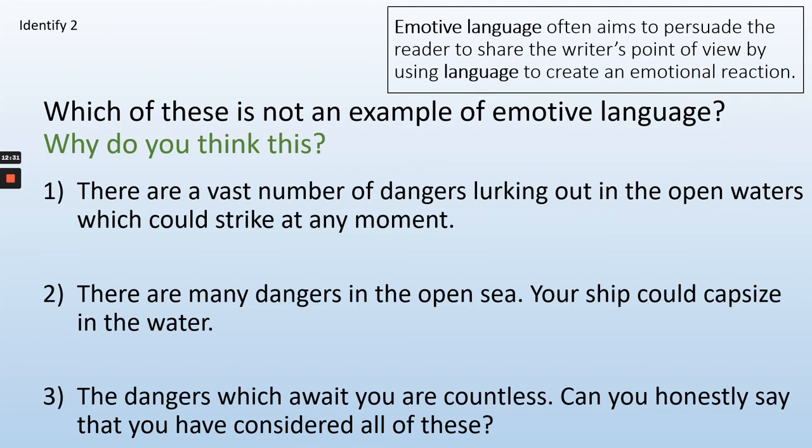So let's have a look at number 1 first. I can see words like vast, dangers lurking, could strike at any moment. Let's have a look at number 2. Number 2 does not use any emotive language. Let's look at number 3. Which await you. Can you honestly say, have considered all of these? It uses emotive language.